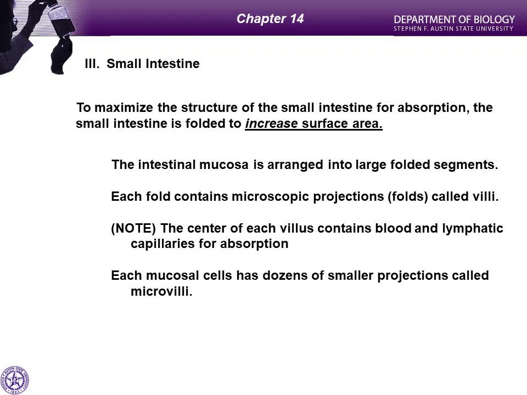So the folds, and we're going to see them in the next illustration. These folds are called villi. Now here's a little freebie, and I think even the guys might recognize this.